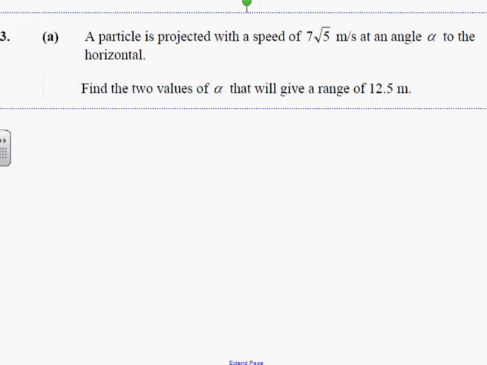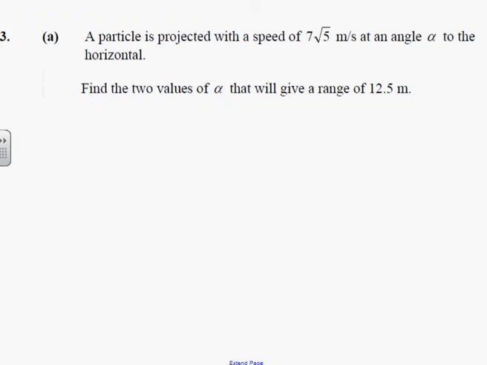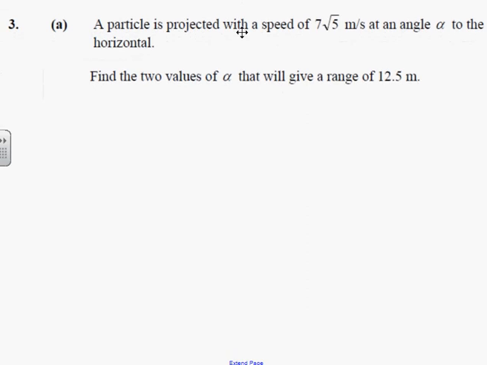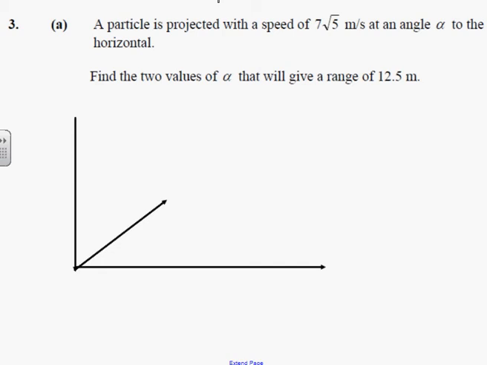So what we have here is a particle projected with speed 7 root 5 and an angle alpha to the horizontal. Find two values of alpha that will give a range of 12.5 meters. Okay, so remember what projectiles is. You're on a flat surface, you fire up your object at an angle, and then it reaches the top, then starts to fall.